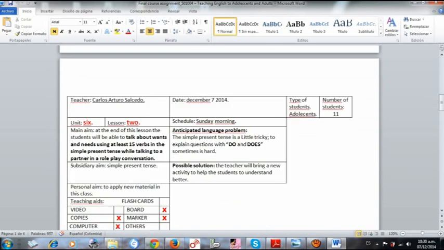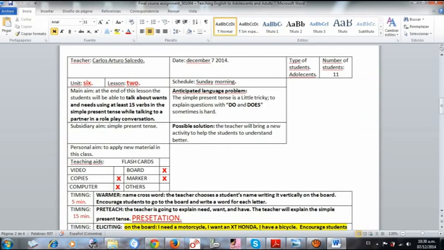Here is how I plan the class in advance. It's an imaginary class. I found these steps in a book and I created my own planner, which I think is very useful. So with my name, the date, December 7, 2014, and the type of students, adolescents. The number of them is 11. I suppose it's Unit 6 and Lesson 2, and the schedule is Sunday morning because today is Sunday, right?